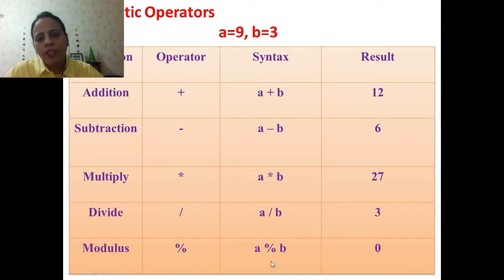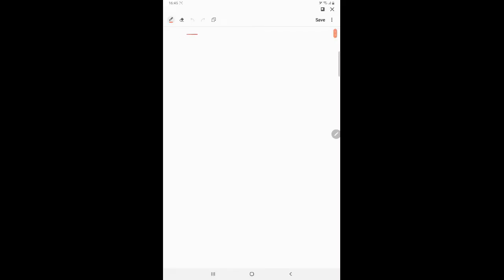Then the modulus operator gives you the remainder. For example, when we say 9 modulus 3, we divide 9 by 3 and it gives you the remainder. 9 is divisible by 3 three times and the remainder is 0, so your answer will be 0. So plus, minus, multiplication, division, these all are usual mathematical operators. As we apply them in mathematics, they will be applied in C++ also.